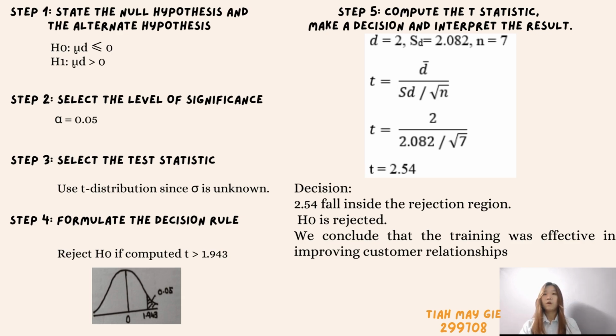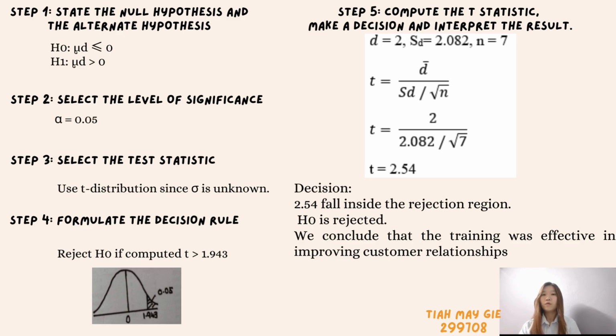In step 2, the level of significance is 0.05, which we can also get from the question. In step 3, use the T distribution, because the standard deviation is unknown. Step 4, reject H0 if computed T is more than 1.943, which we can get from the T table. In step 5, the mean of the difference, found using a calculator, is 2. The standard deviation of the difference is 2.0x2, and the number of differences is 7.